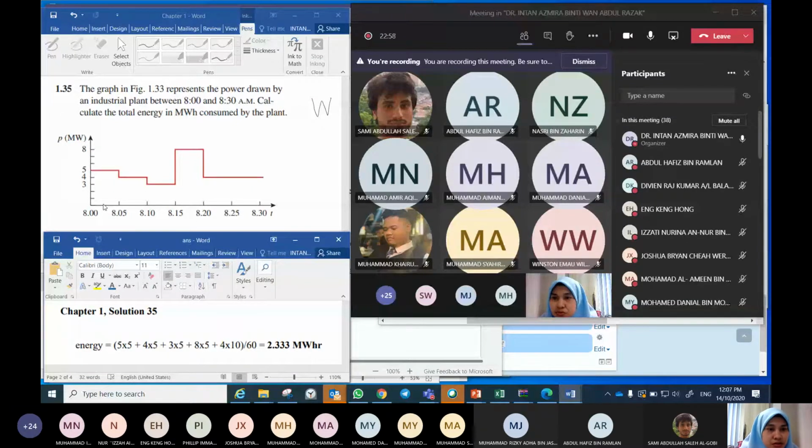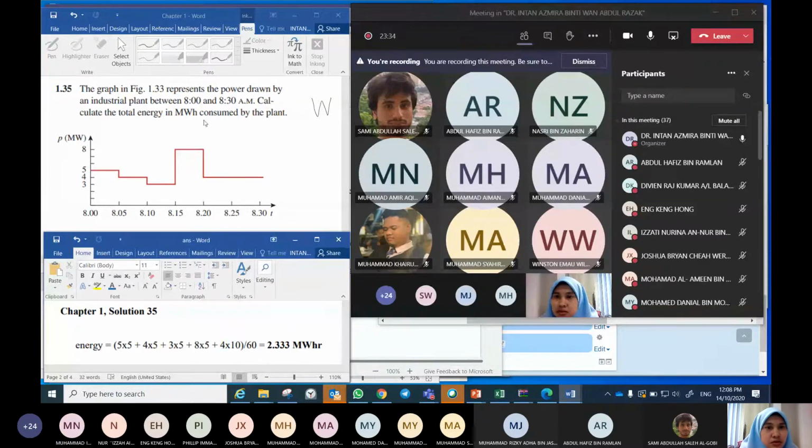So this is 5 multiplied with 5, plus this is 4, right? 4 megawatt multiplied with 5 minutes, and then just add this portion and also this portion. This is 10 minutes. After you multiply, you will get megawatt times minutes.